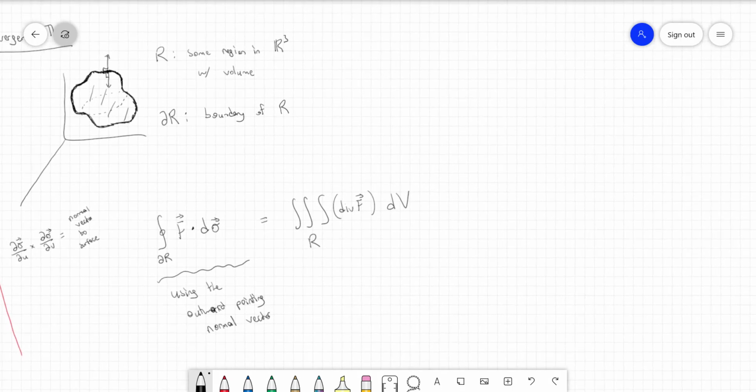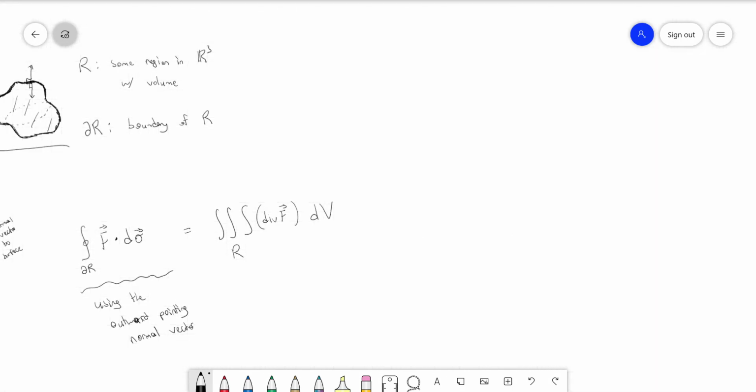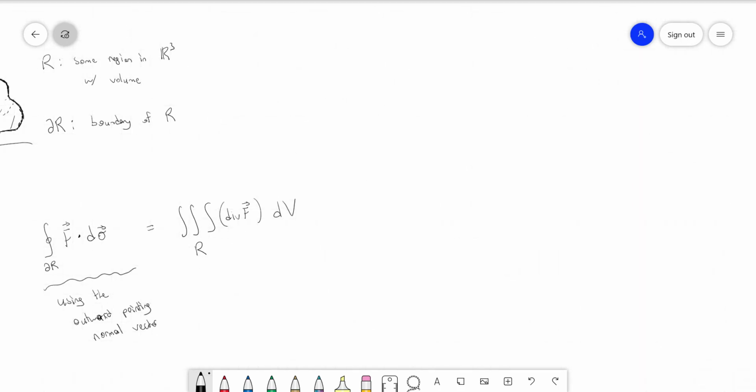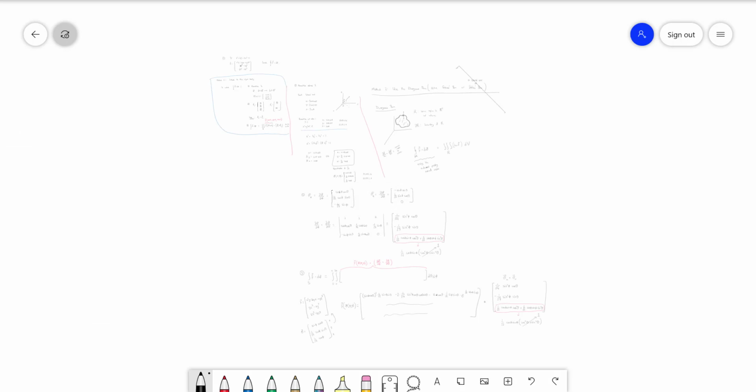But as to how we can apply this in our problem, so remember that for us, we had the surface at, whoa, okay.